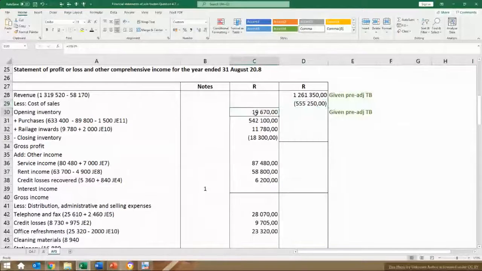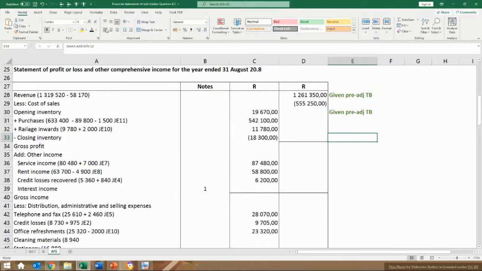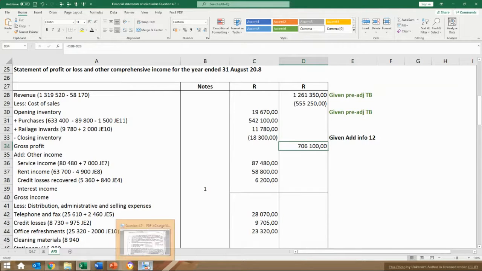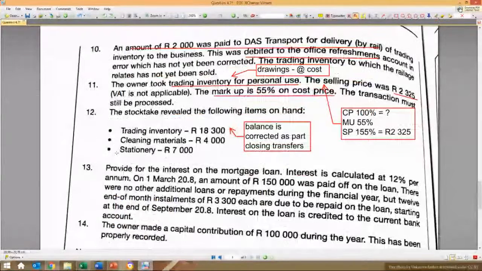So you start with the opening inventory, which is in your pre-adjustment trial balance. Then you adjust any of the purchase or carriage inwards amounts based on the additional information, and then your closing inventory, generally based on the additional information, you deduct to work out your cost of sales. Now, once you've calculated your revenue and your cost of sales, then you calculate your gross profit amount. So let's see what additional information we still have.